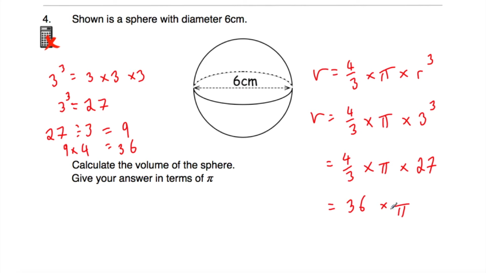Now we've got 36 multiplied by pi. Well, we're just going to put them together. So it's going to be 36 pi, and then we just need to include our units. And because it's centimeters and it's volume, it's going to be centimeters cubed. And that's it.